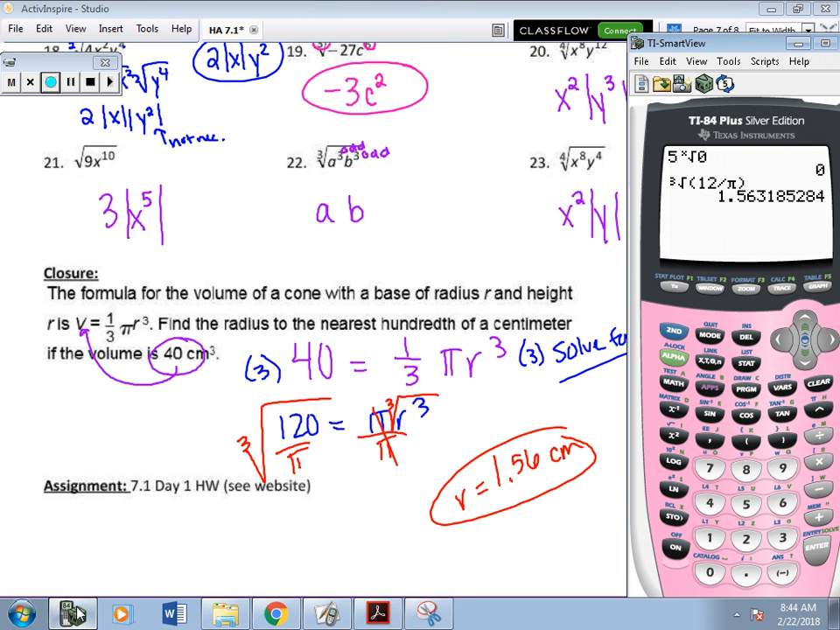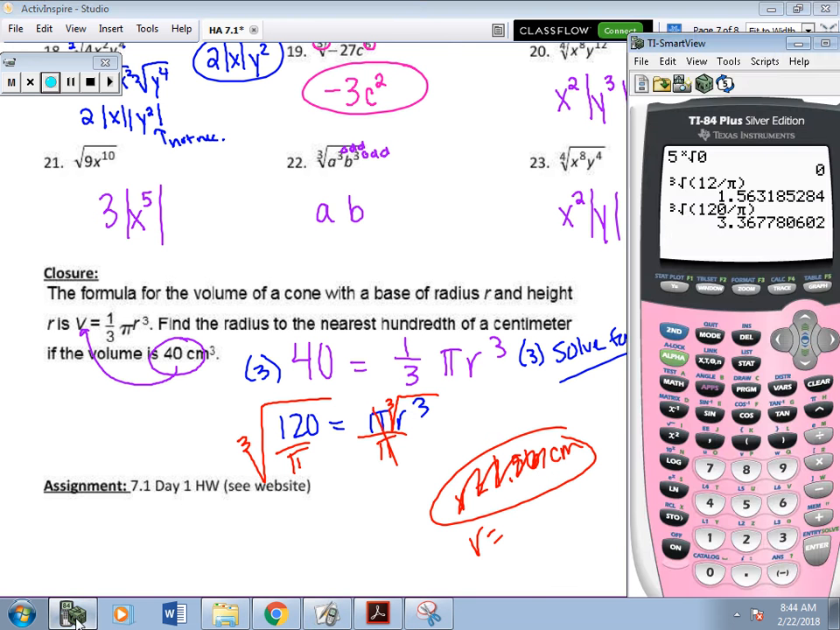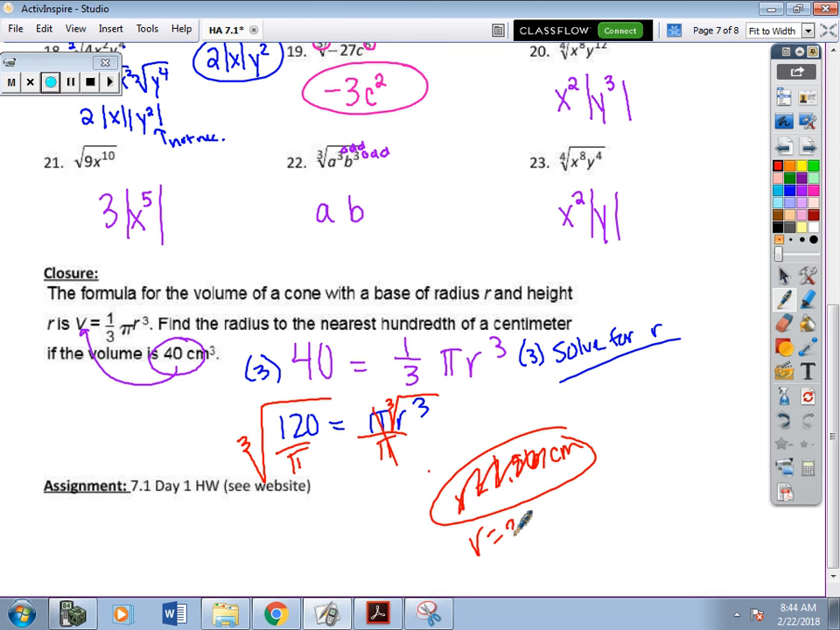It actually gets you a different number completely because you're cube rooting that. So 3.7. Thank you, Abby.